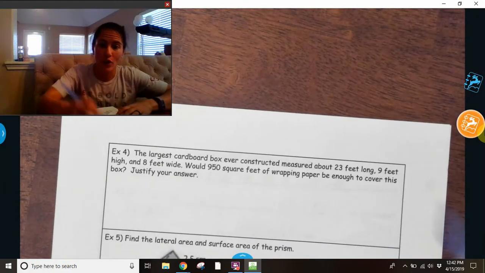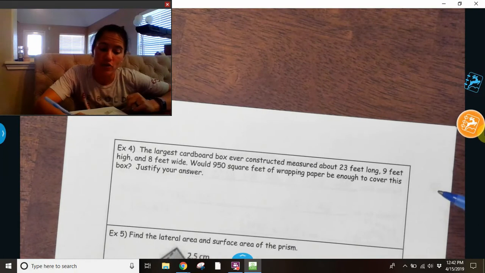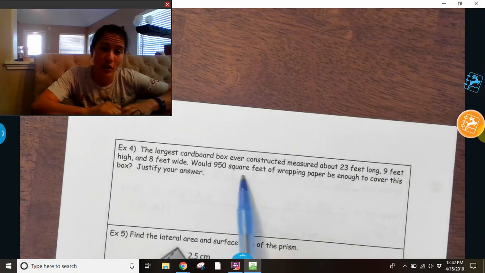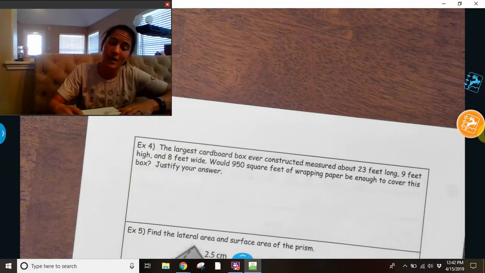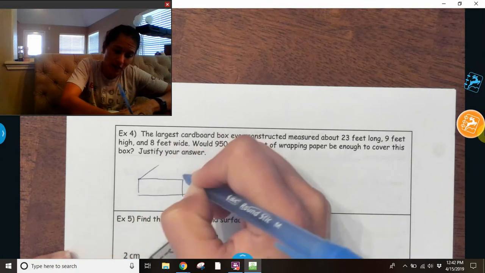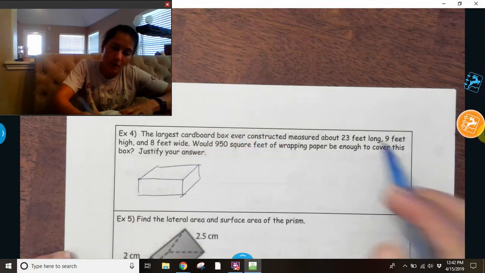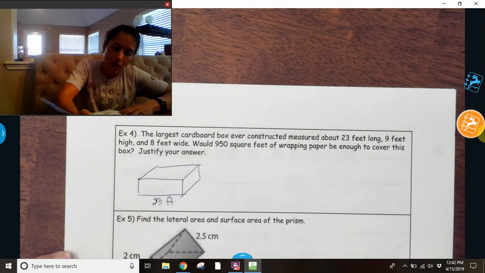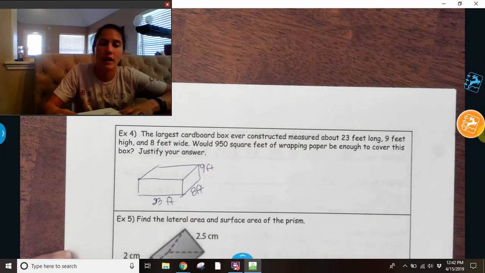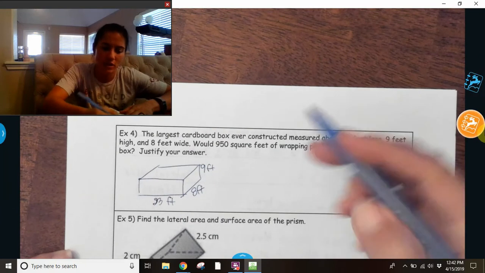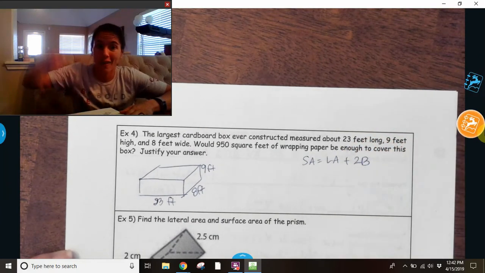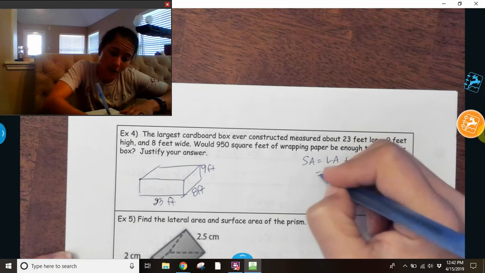All right, example 4. The largest cardboard box ever constructed measured 23 feet long, 9 feet high, and 8 feet wide. Would 950 square feet of wrapping paper be enough to cover the box? So again, it's kind of the same thing. We need to find the surface area. And in my box, 23 feet long, 9 feet high, and 8 feet wide. Okay, so I know it's not drawn to scale. We need to know our surface area, and we're going to wrap the whole box. We're wrapping around the box.